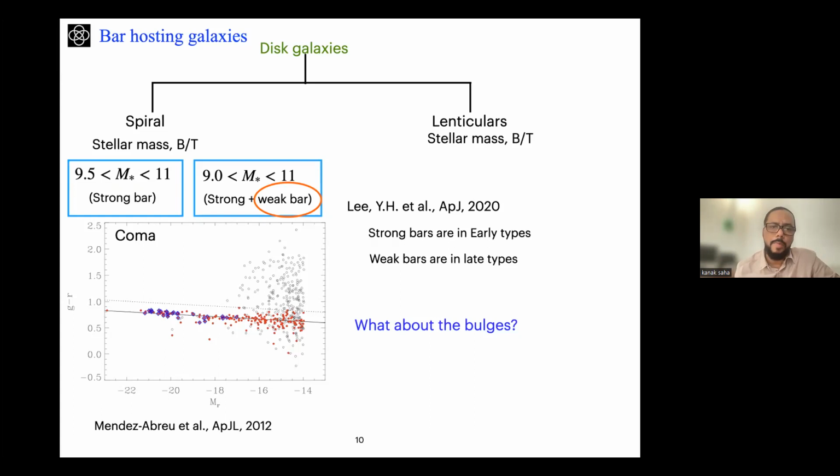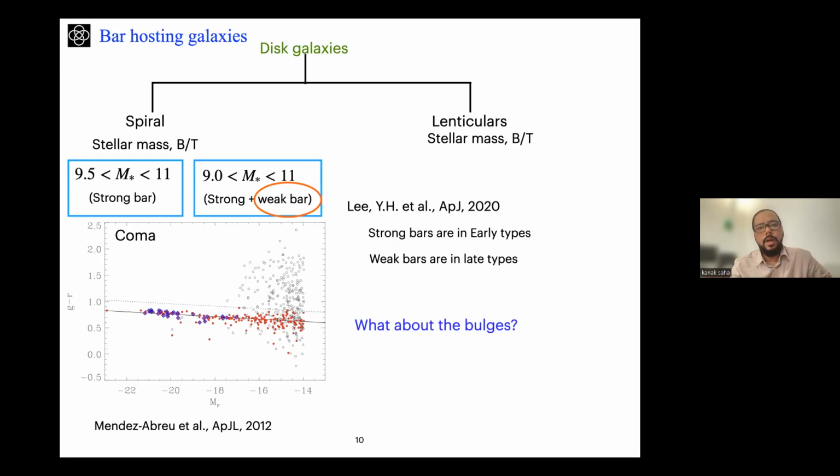You can see that in the strong bar case, the stellar mass ranges from 10 to the 9.5 to 10 to the 11. And if you include the weak bars, the measurements of them are not always very, very precise. So I think we should consider mostly the strong bar cases first.